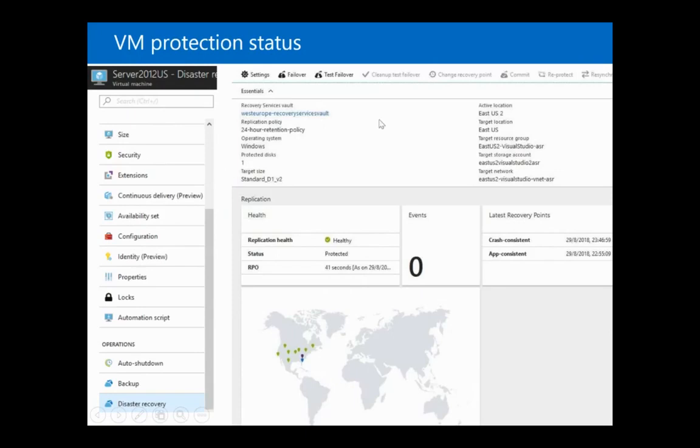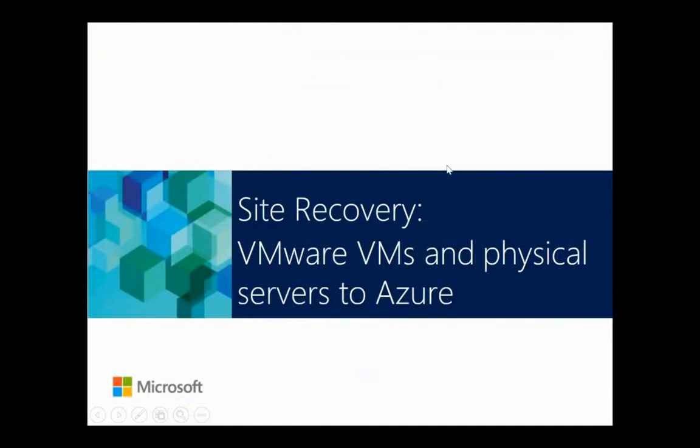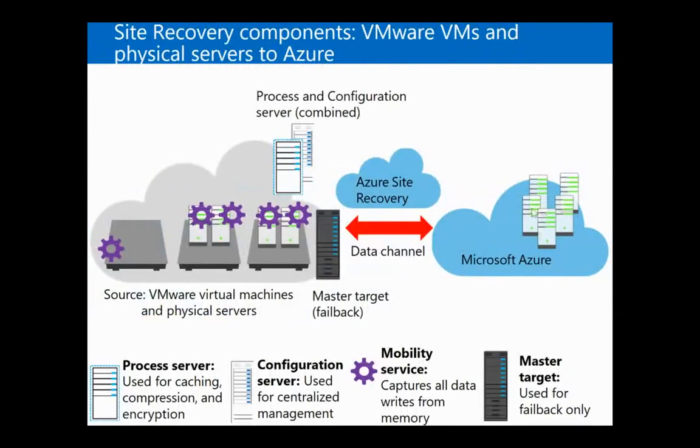You remember when we were talking about failover, there are types of failover. So this is the test failover that we can see here. And in the failover part, we have planned and unplanned failover. And the same way it goes for VMware and physical servers. VMware and physical servers are pretty much the same.